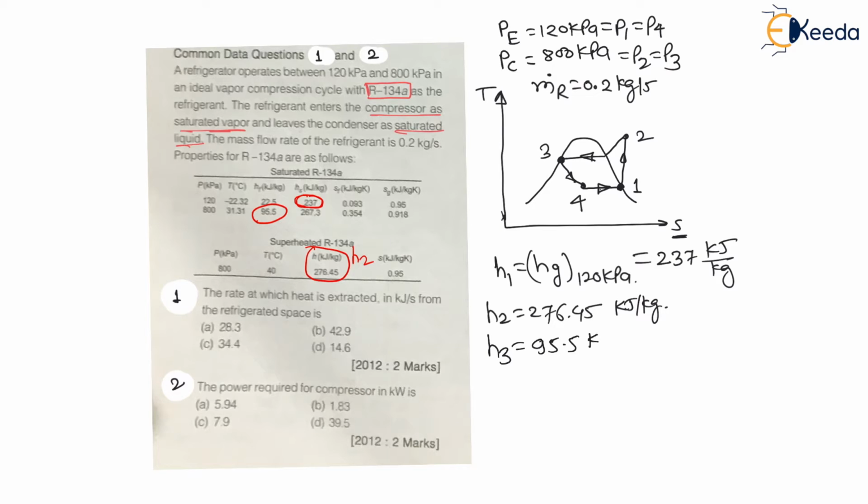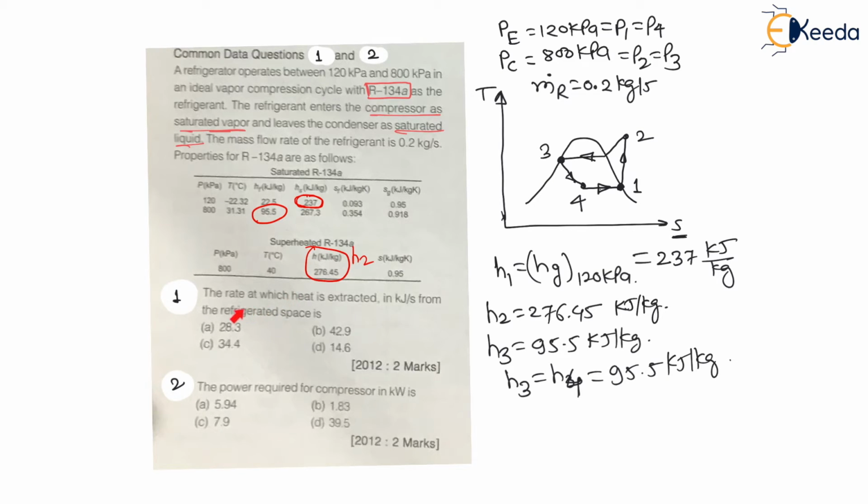95.5 kilojoule per kg. Then, my dear students, 3 to 4 is an isenthalpic process, that is, a throttling process. For a throttling process, enthalpy remains constant, that is H3 is equal to H4. Therefore, H3 is equal to H4 is equal to 95.5 kilojoule per kg, right? This is given data.